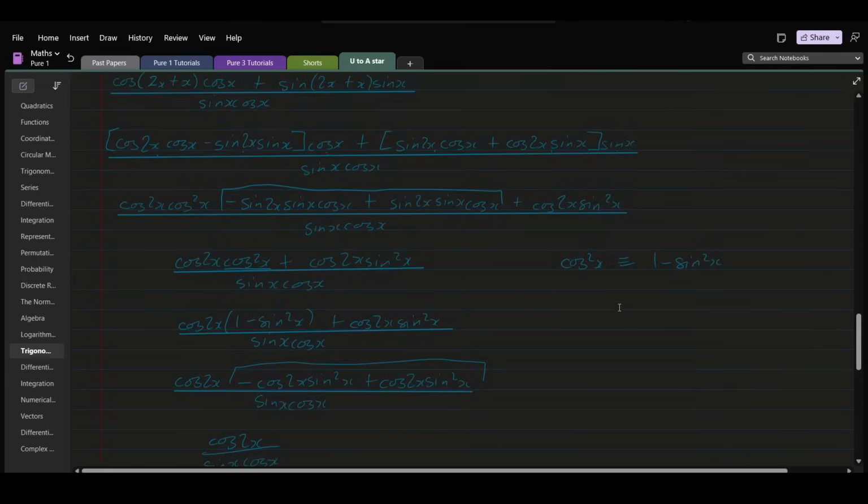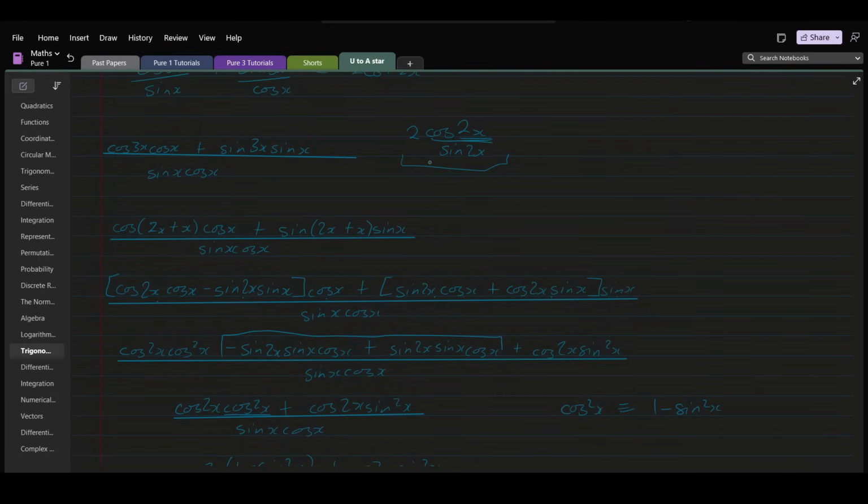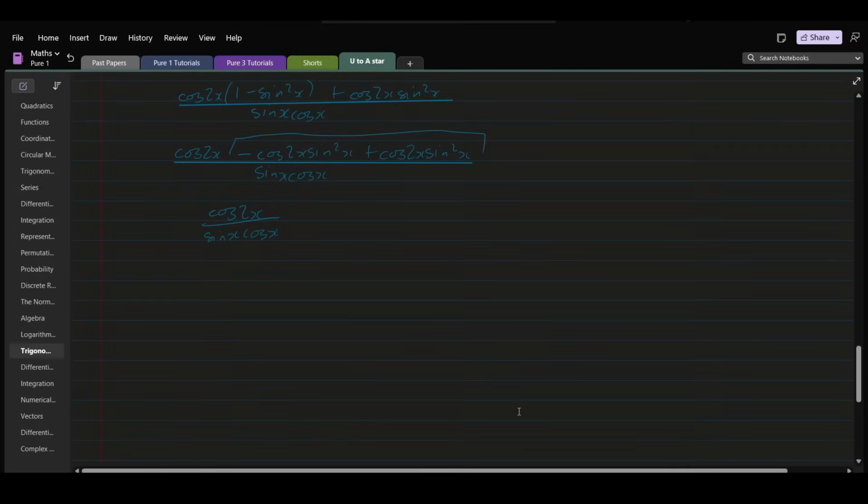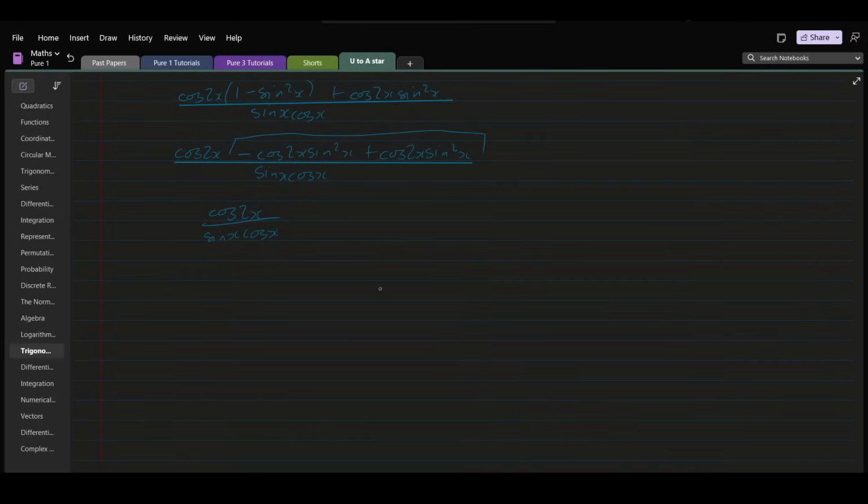Remember, we said we are trying to get to 2 cos 2x over sine 2x. So we're still missing this 2, and we still need a sine 2x. Now we're going to play around with our denominator. If we go to the double angle formula for sine, sine 2x is equal to 2 sine x cos x. Notice how this is very similar to the denominator that we have.